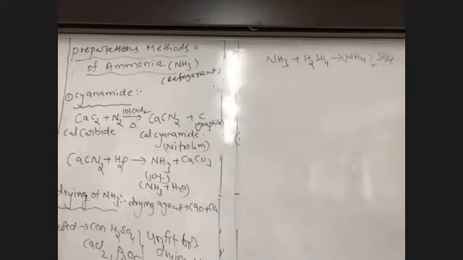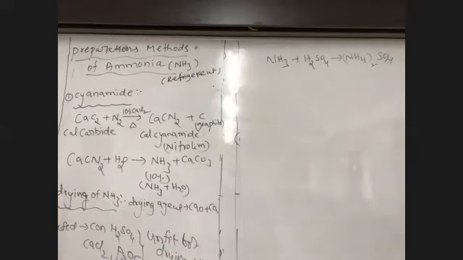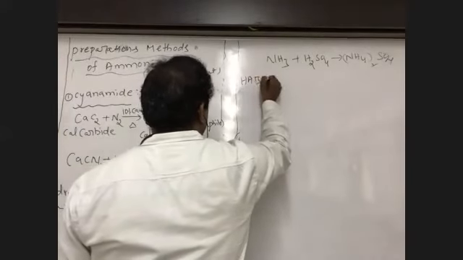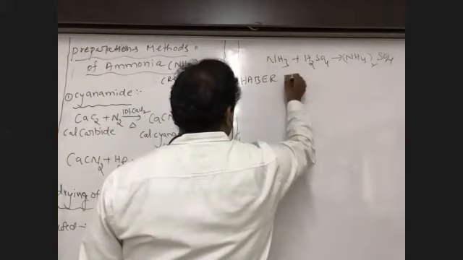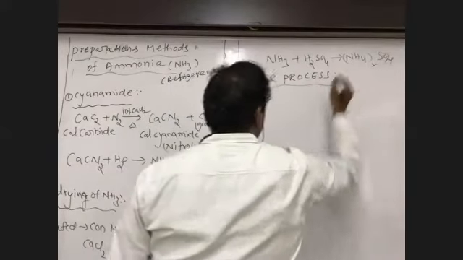Generally, which one is used for drying of ammonia? A mixture of calcium oxide and calcium hydroxide is used for drying of ammonia. The second method for preparation of ammonia is the Haber process. The Haber process is used for preparation of ammonia.